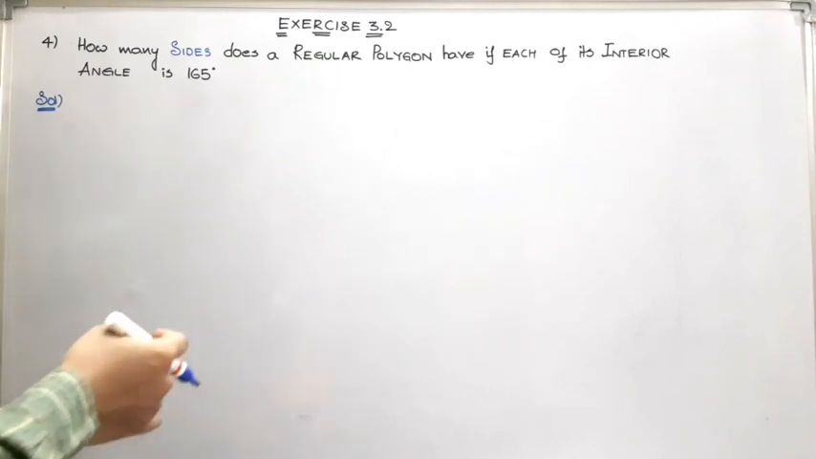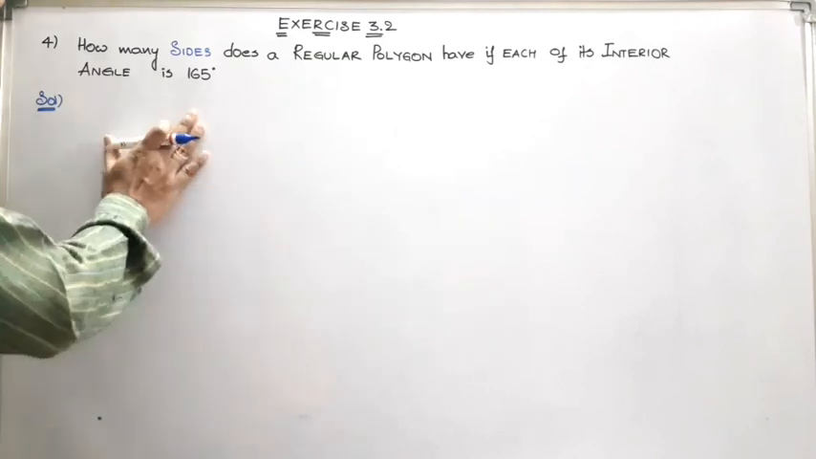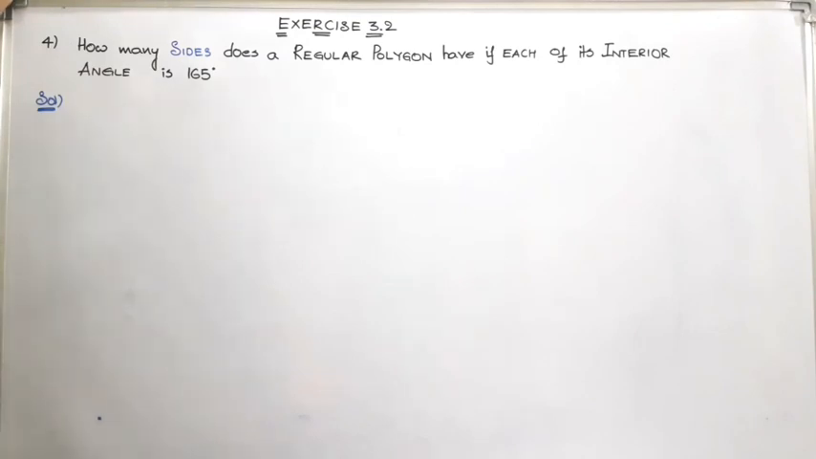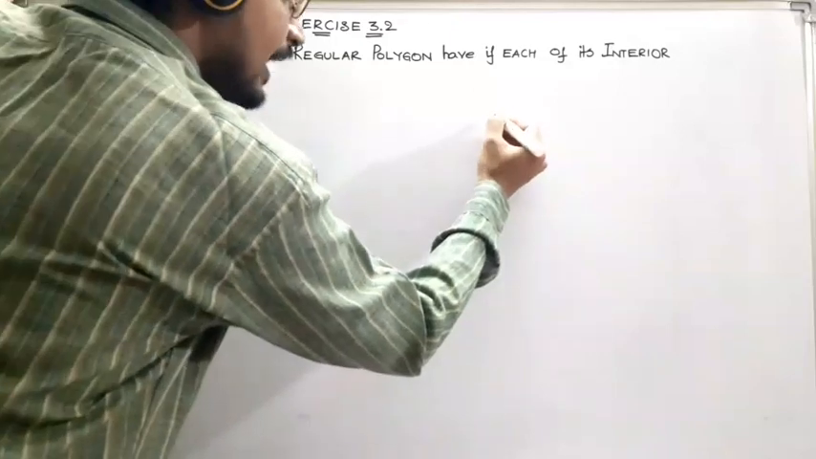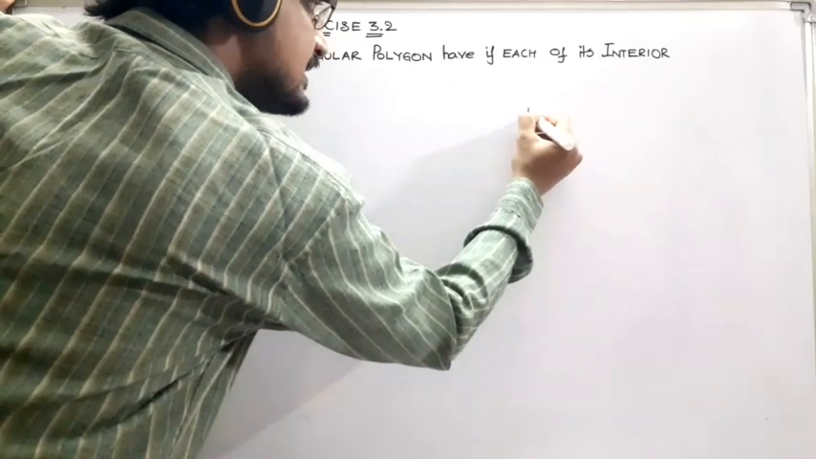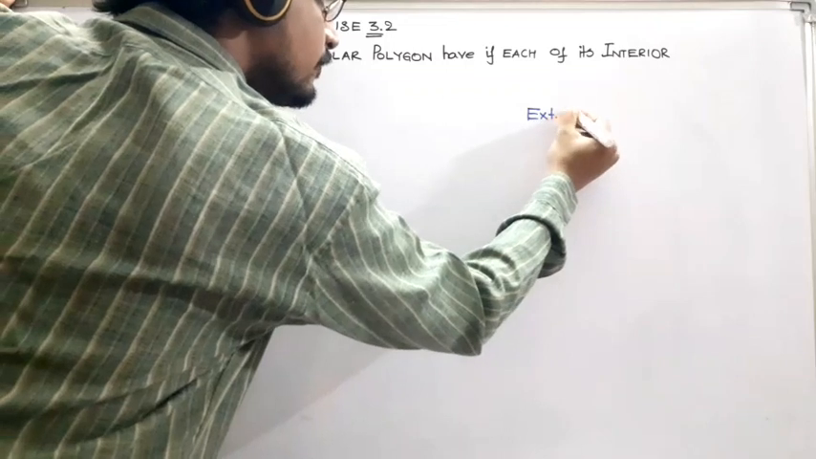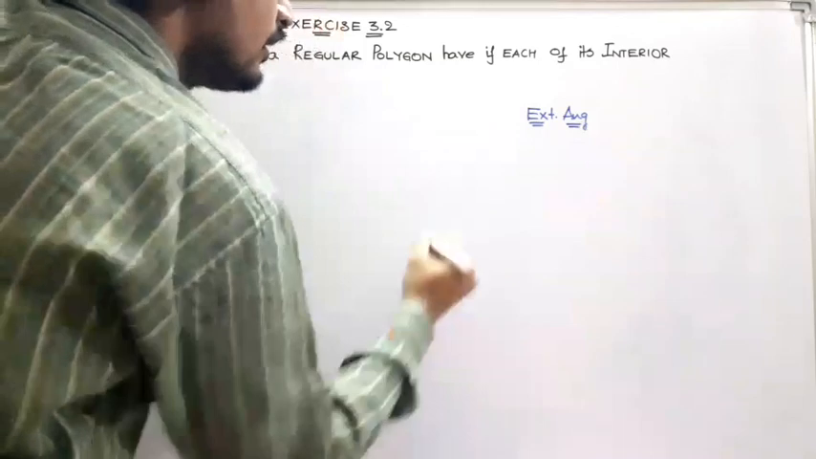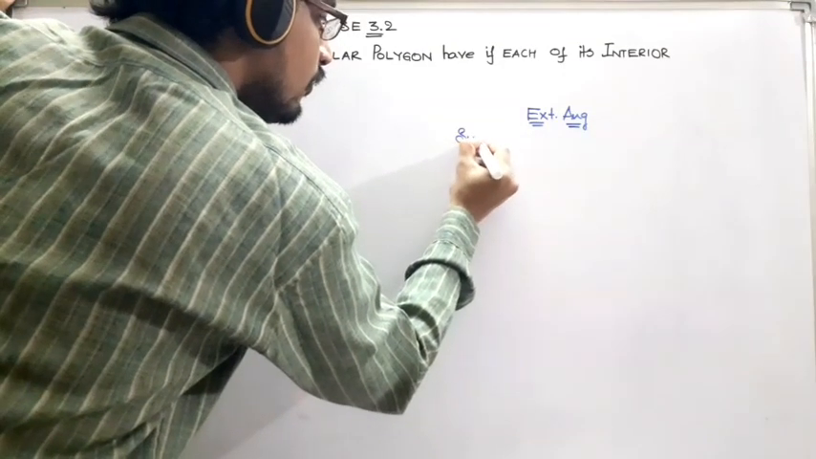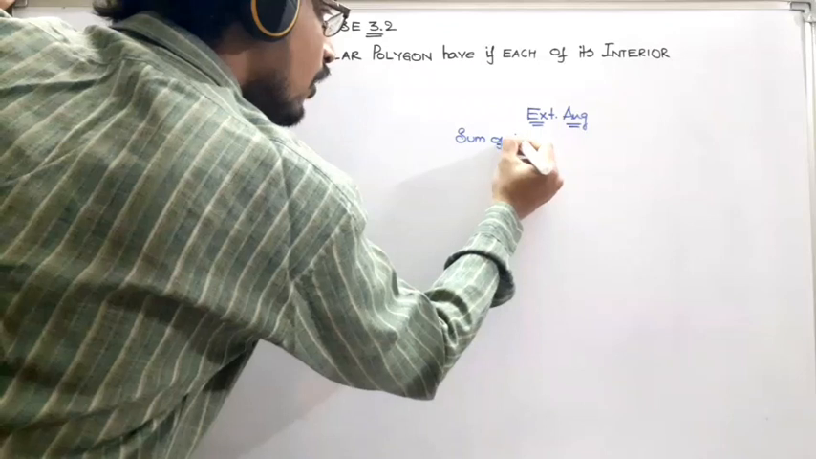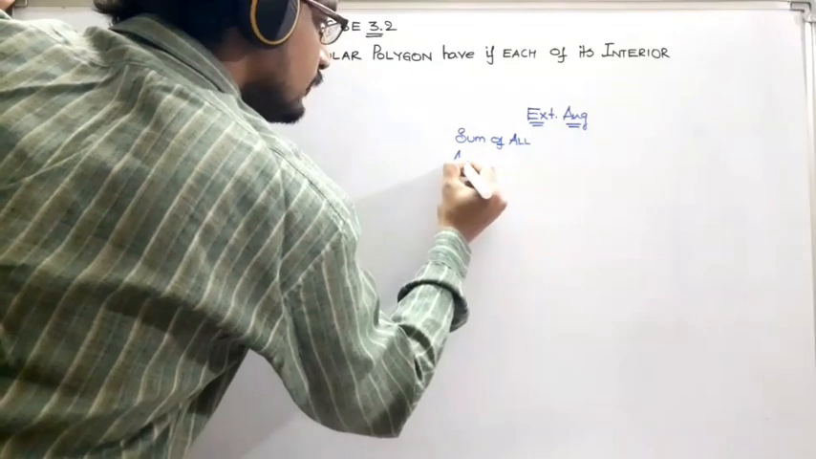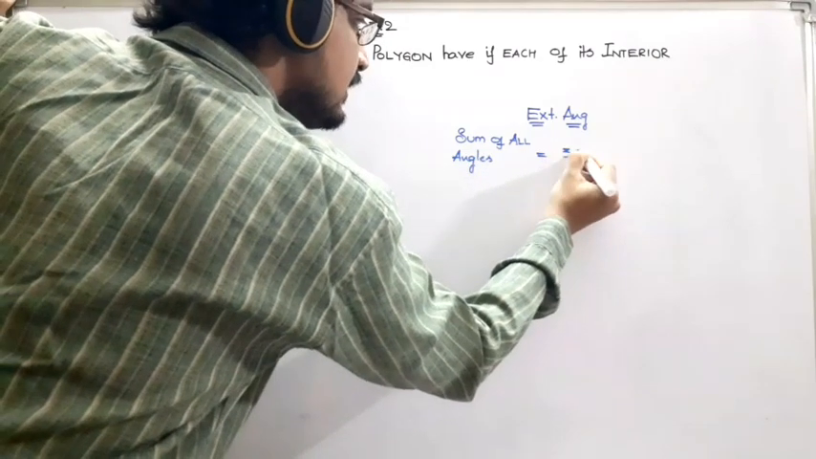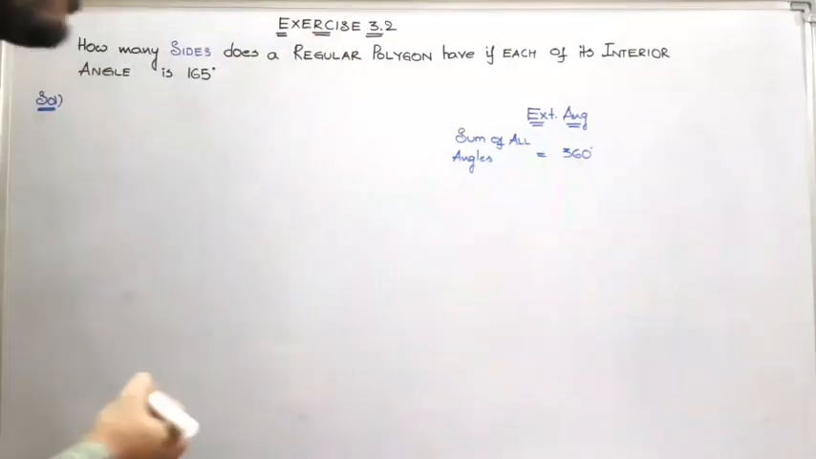Anyway, to make this clear and to get the solution in a better manner, I want to compare this solution with yesterday's concept. Yesterday what we discussed was the exterior angles of a regular polygon. The sum of all exterior angles of a regular polygon is equal to 360 degrees, irrespective of the number of sides.